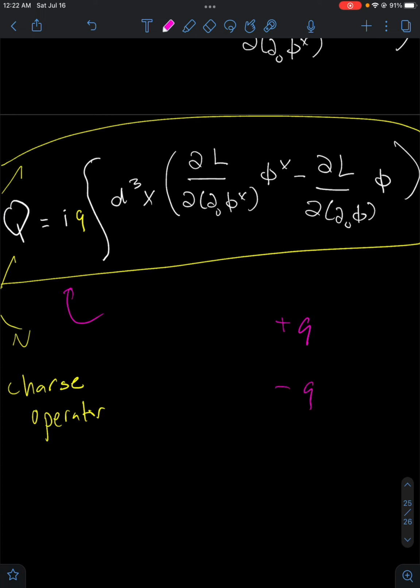And then antiparticles will have a charge of minus q. Again, this is simplifying a bit, since for electrons, the antiparticles have a charge of plus q, but I hope you guys got the idea here. The antiparticles will have opposite charges. So yeah, that is the charge operator for a complex scalar field. I want to emphasize this. For things like spinor fields and vector gauge fields, will have different expressions for the charge operator.